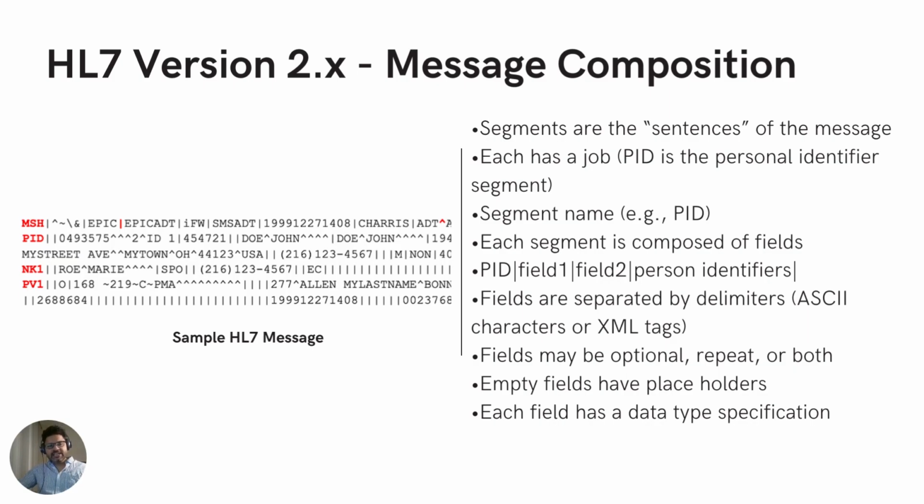Inside each segment, you can have different data fields, and all of these data fields are separated by ASCII characters or XML tags. Each of these segments will contain different kinds of data, and each of these data fields might have different data type specs. It might be numeric, character, alphanumeric, and things like that. Also important to note that these data fields might be required or optional based on the understanding between the sending and the receiving system.